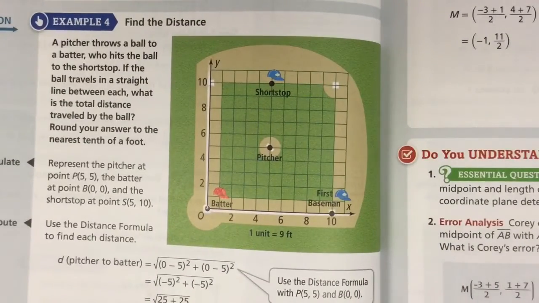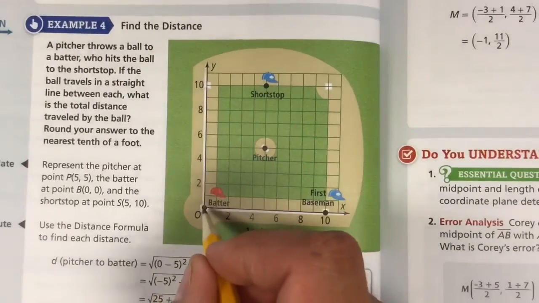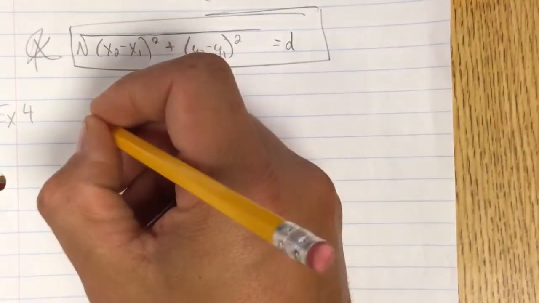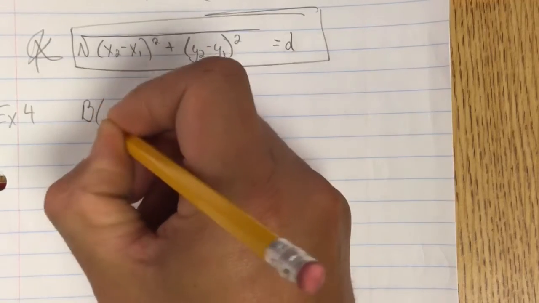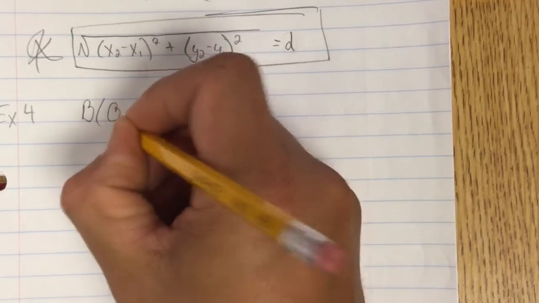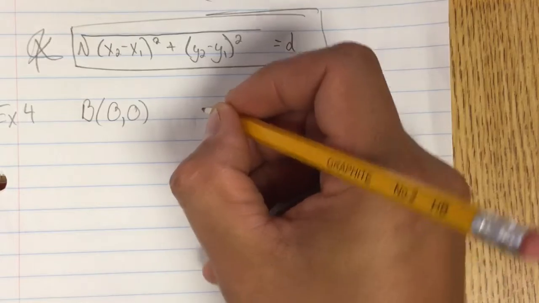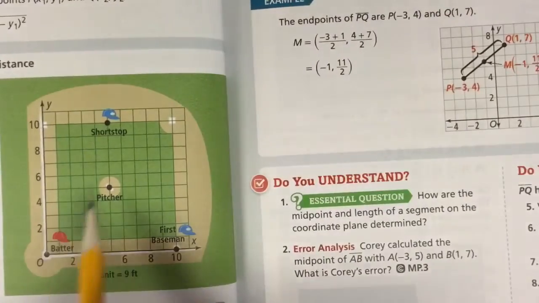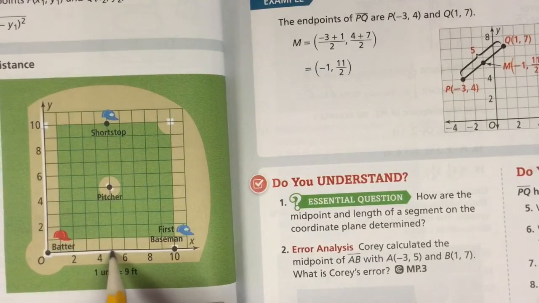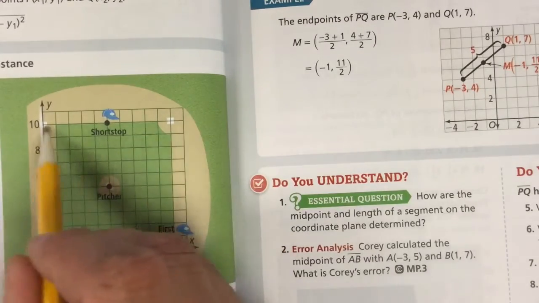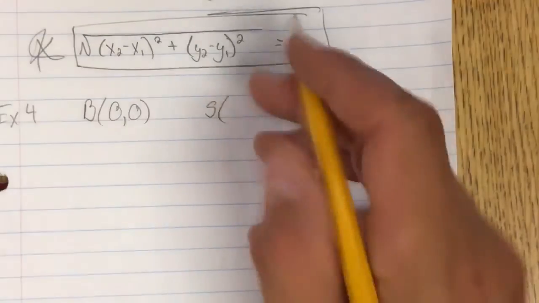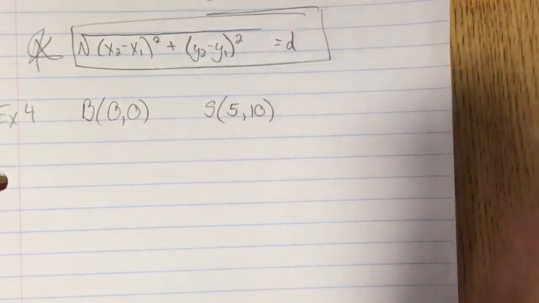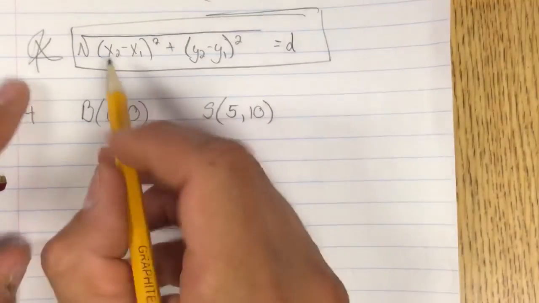So the first thing we need to do is read the points on the plane. The batter's at 0, 0. His coordinate is really easy. So we're going to write down the batter's coordinate. I'm going to use B for him, and I'm going to put him at 0, 0 because that's right where he was. And then we have the shortstop. I'm going to call him S, and then we need to find his coordinate. Jumping over here, it's 5, comma 10. So his coordinate is 5, comma 10.